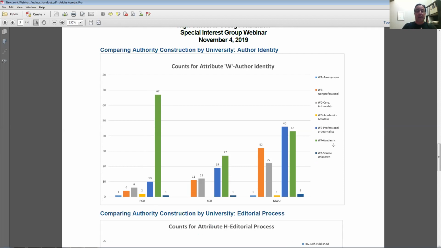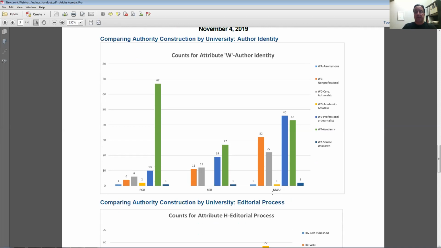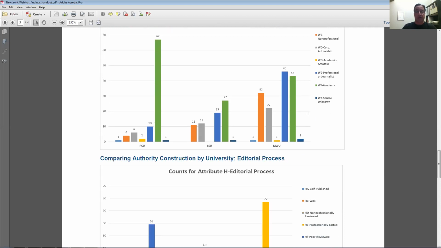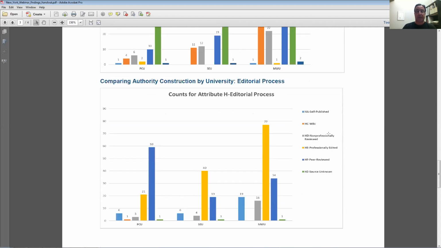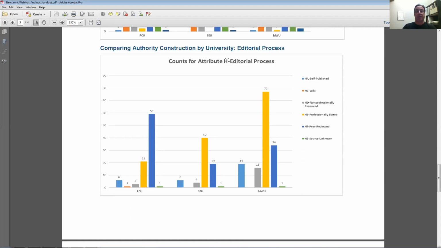written by academic professionals. And then in the other two universities, we see a slightly more balanced use of resources written by different types of authors. For example, Midwestern University had more professional or journalist writers for the resources used in those same papers. We can do the same thing too when we look at the H attribute of the Y method, editorial process.